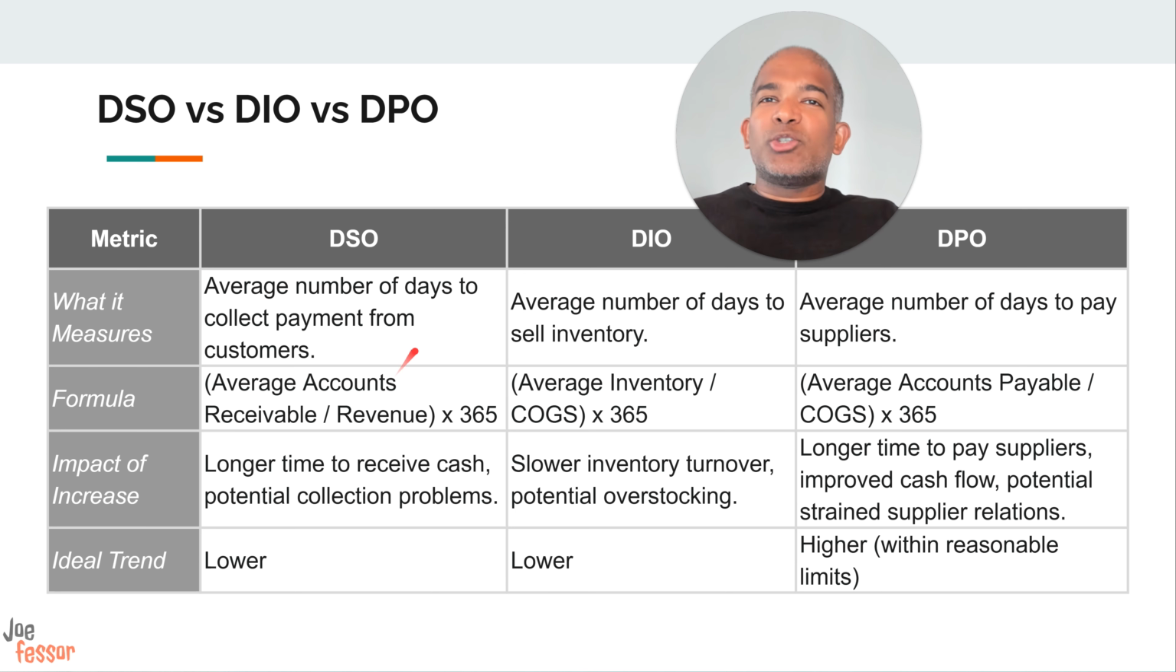It's also important to note the impact of an increase in each metric and the ideal trend. For DSO and DIO, a lower number is generally better, as it indicates greater efficiency in collecting cash and selling inventory respectively. But for DPO, a higher number is generally better, as it means that the company is taking longer to pay its suppliers, which can free up cash in the short run. However, an excessively high DPO can strain relationships with suppliers. By understanding these differences and similarities, we can gain a more comprehensive view of a company's cash flow and operating efficiency.